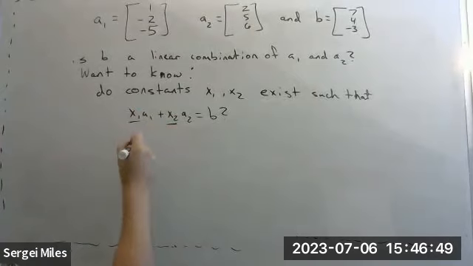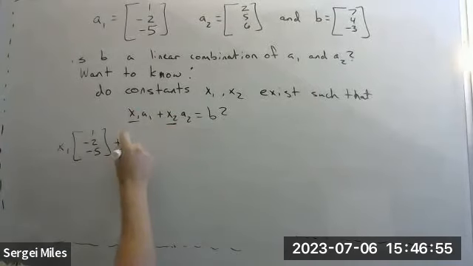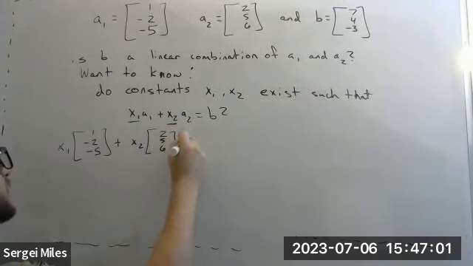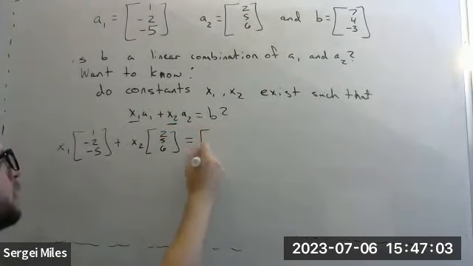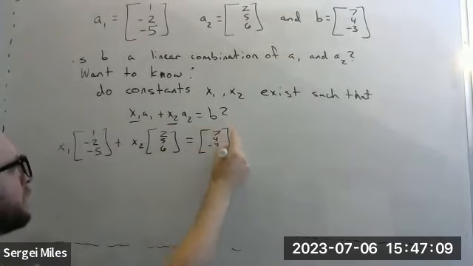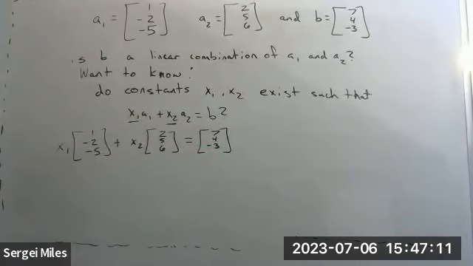Well, we can rewrite this as x1 times the information here that we already have. X1 and x2 are unknowns. Maybe a solution doesn't exist. That's possible. Maybe B is not a combination. Maybe no solution exists, but we don't know yet. All right, this is the question we're trying to answer.